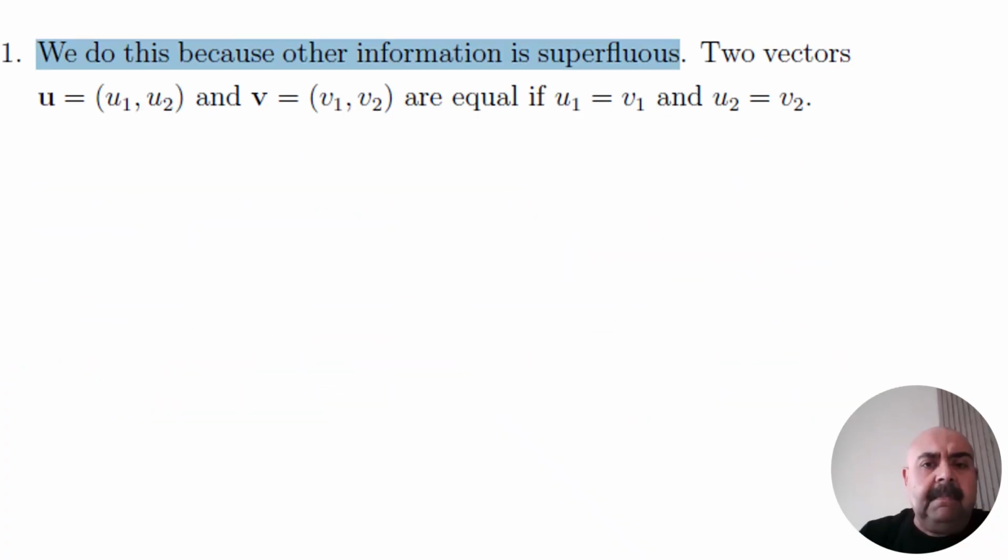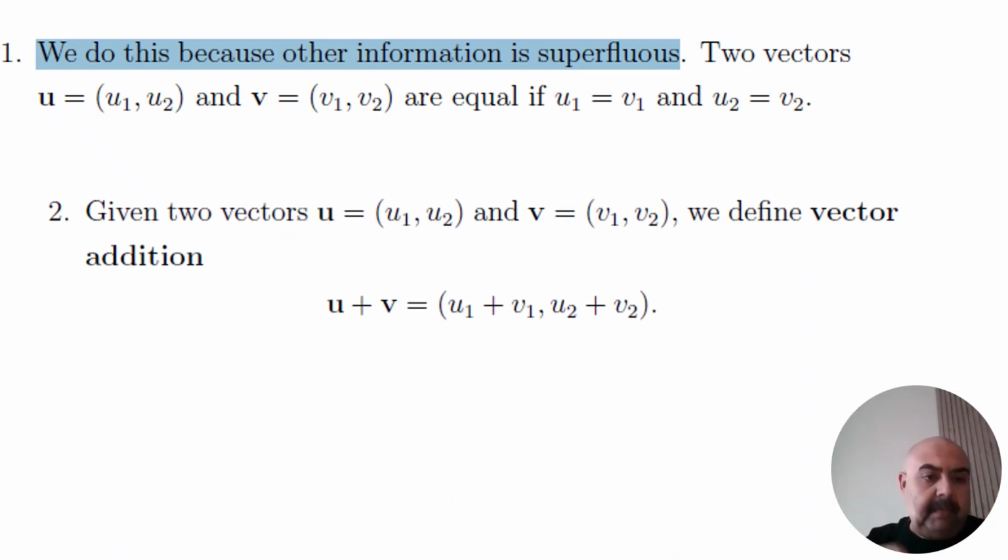Okay, some famous properties of vectors that we will need also in this session. Two vectors u, with components u1 and u2, and v with components v1 and v2, are equal if and only if u1 is equal to v1 and u2 is equal to v2. So for two vectors to be equal to each other, the first components should be equal to each other and the second components should be equal to each other. You should put this into mind.